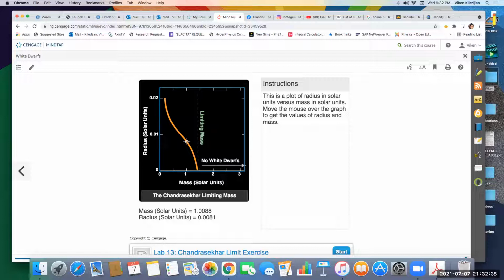So roughly around the 1 solar mass white dwarf, how big will it be? 0.0081 solar units. So what does that mean? That means the radius of that white dwarf will be 0.0081 times the radius of the sun. They're given in solar units. So then we have to find the radius of the sun. You can Google that.